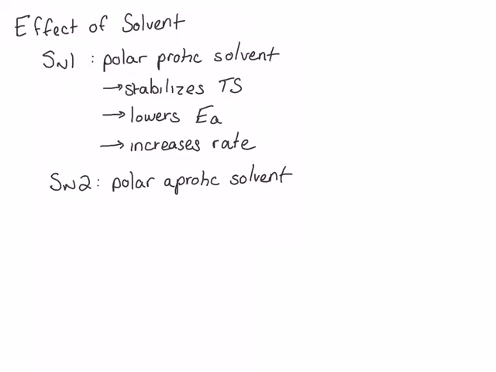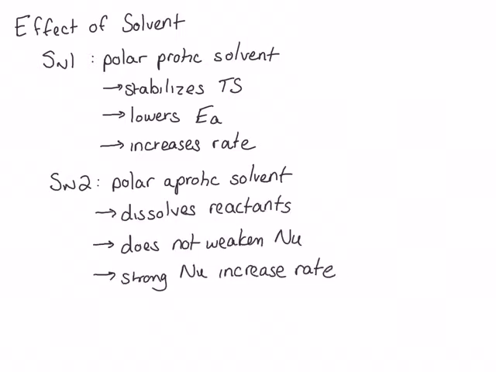Considering the structures of the nucleophile, the substrate, and the solvent can help us predict whether the SN1 or the SN2 mechanism will predominate, allowing us to make predictions about the structures, the stereochemistries, and the rearrangements of the products.